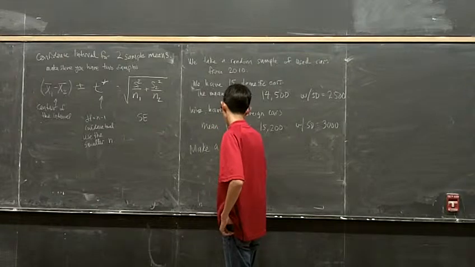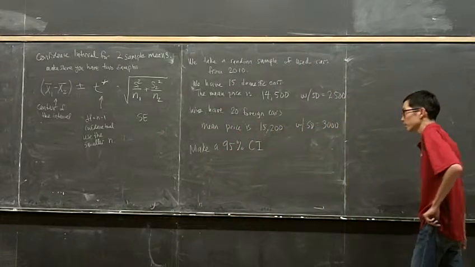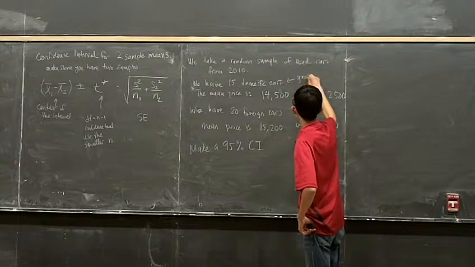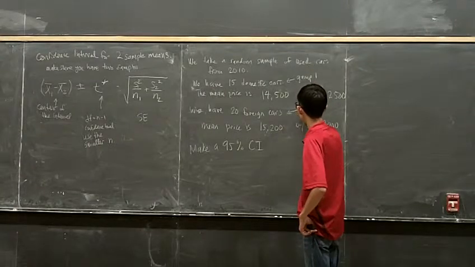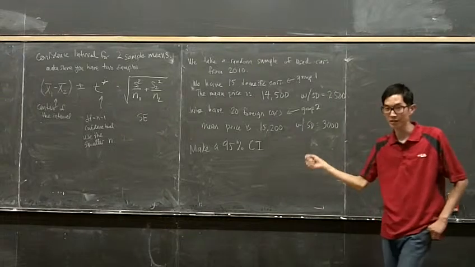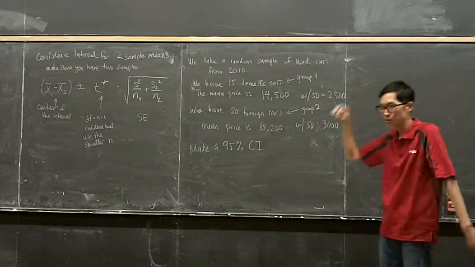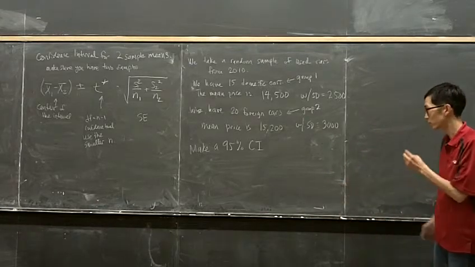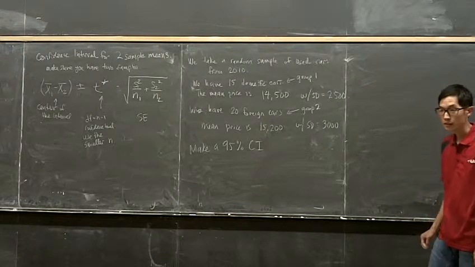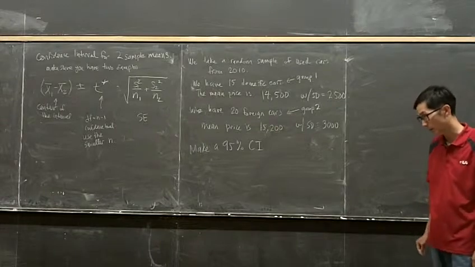Does it matter which one is which? We'll say let me call this one group 1, just so it's clear. The only thing that's going to happen is that if you call the other one group 1 and this one group 2, you'll just get the negative version of the other thing. And the negatives don't matter.